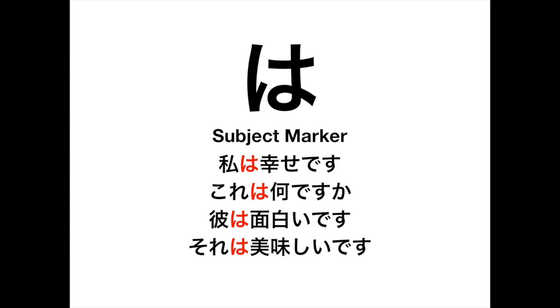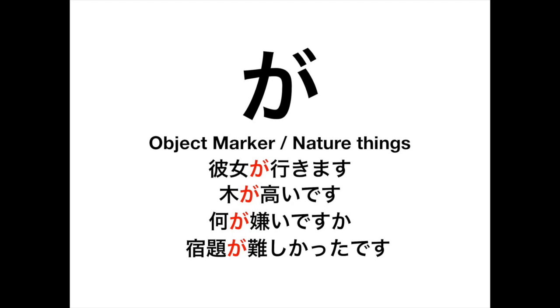So you can see the subject in these sentences is I or this or he or that. Those are the subjects that we're talking about, so we use wa. Okay, moving on. Next one is ga.